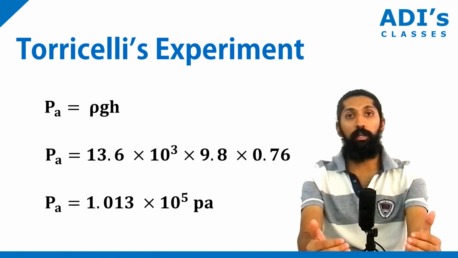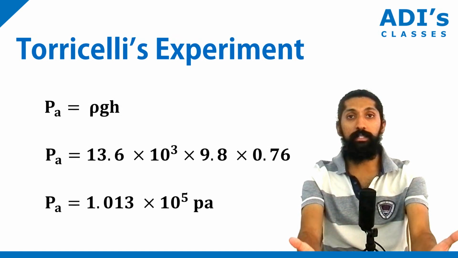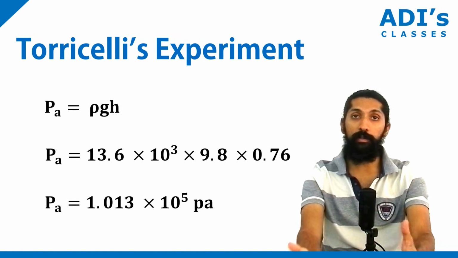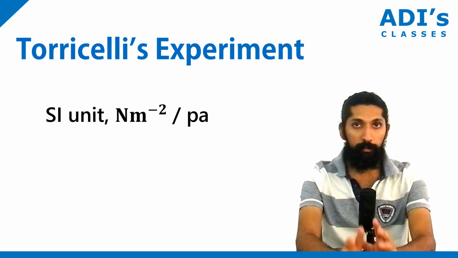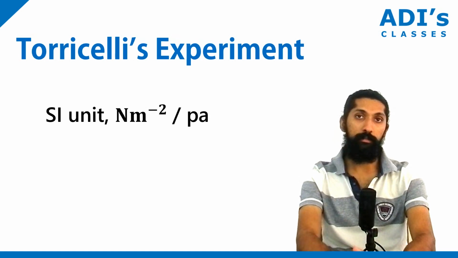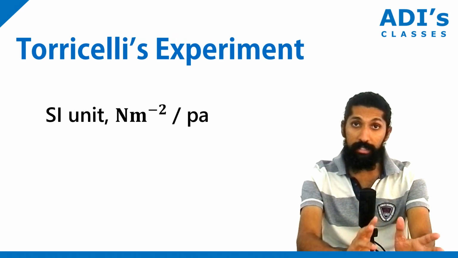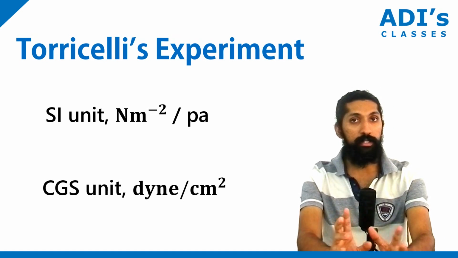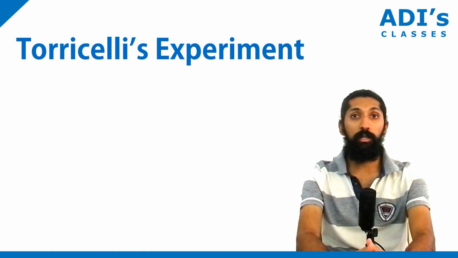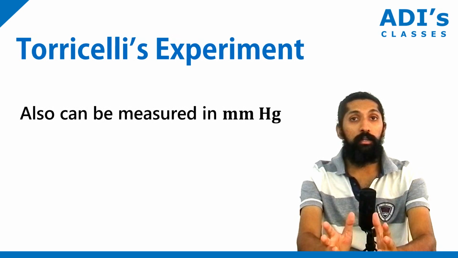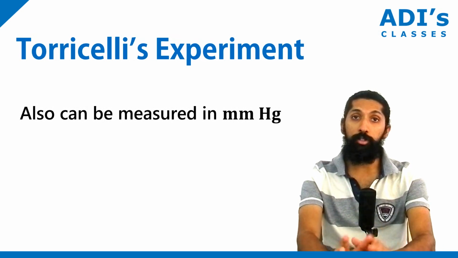Understood? Now, there are a lot of non-SI units, I would say. In SI units, there are two: Newton per meter square or Pascal. In CGS, you have dyne per centimeter square. There is another way of measuring the pressure. That is millimeter of mercury, mmHg.